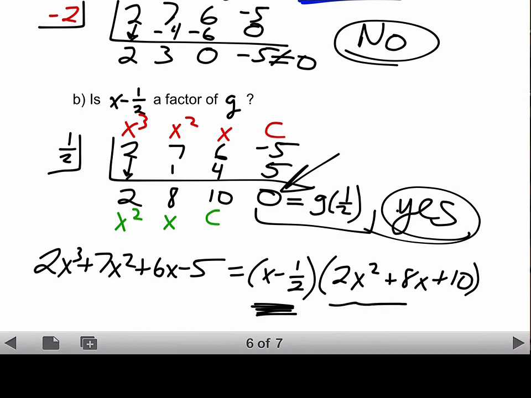If I were asked to find all the zeros, well, I've just found one, and then I can take this quadratic and either factor it, complete the square, or use the quadratic formula to find the rest. In any case, the answer here is yes, and finding one factor using synthetic division, or long division if you wanted, gives us the other factor.